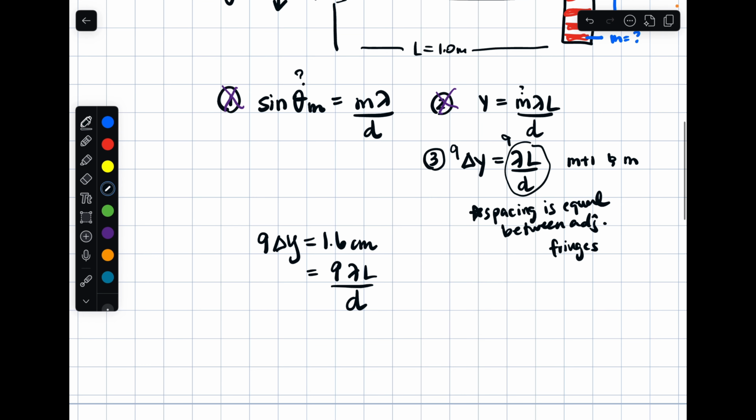And so we can use this equation to find lambda, because we know L and we know D. So let's solve for lambda. Lambda is going to equal D times 1.6 centimeters divided by 9 times L.